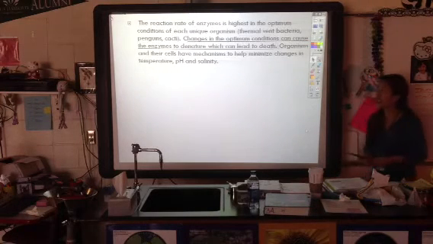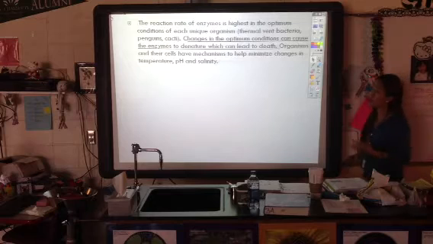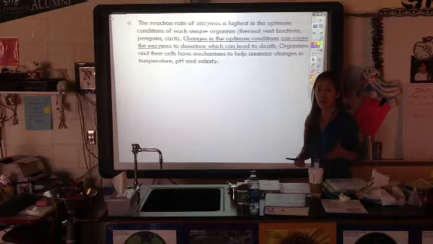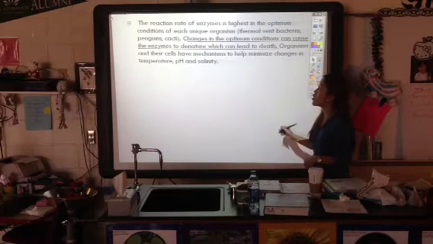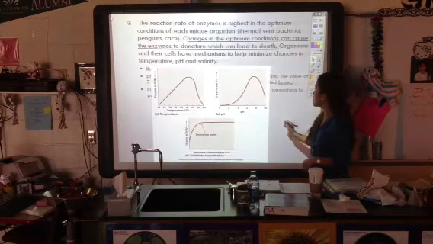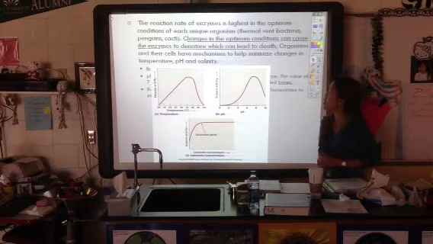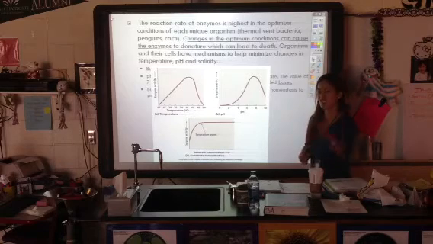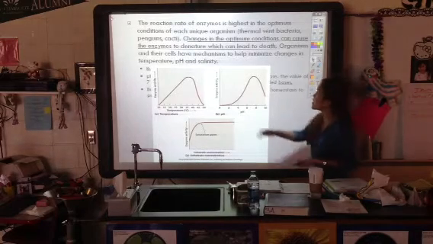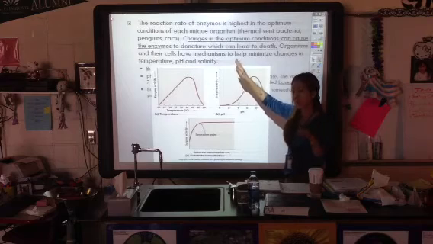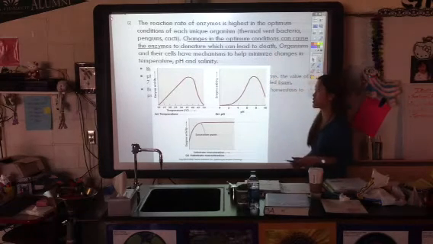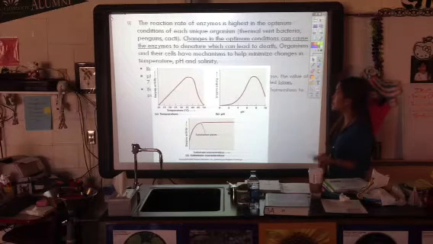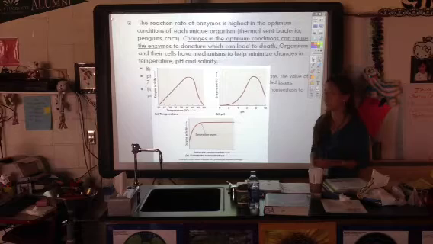Now the reaction rate of enzymes is highest in the optimum conditions. That means it's going to perform its job the quickest, or at the best rate or at the best speed, when it has those optimum conditions. So changes in the optimum conditions can cause the enzyme to denature, it can cause it to slow down, or in the worst case, it can actually stop working completely or actually cause death in your organism or cell. So organisms and their cells have mechanisms to help minimize those changes in temperature, pH, and salinity.